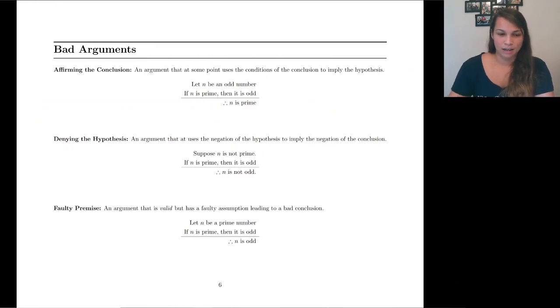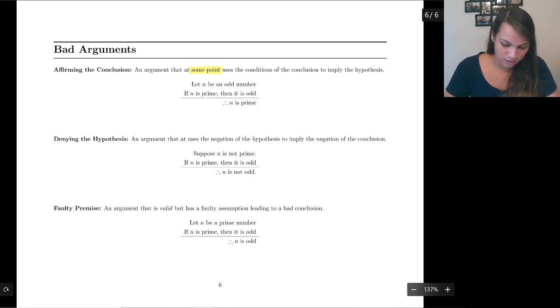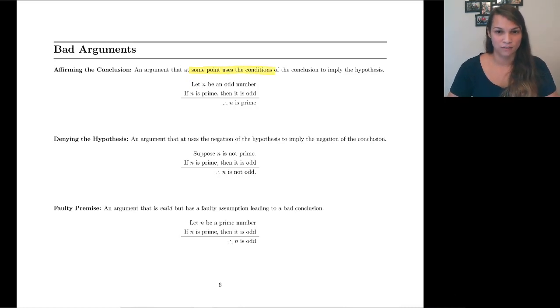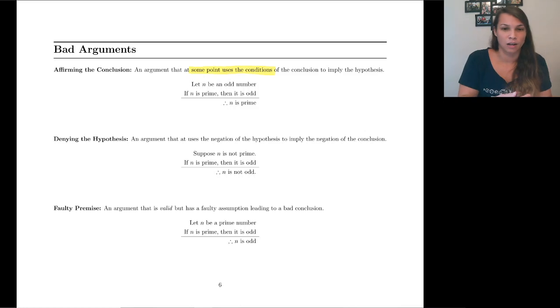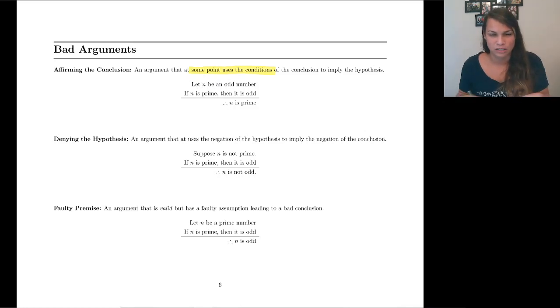Okay, and along with the good arguments come the bad arguments. I tried to put them into 3 categories. The first category we have is affirming the conclusion. This means we are using the conclusion to imply our hypothesis. So we assume the conclusion to get to our hypothesis. And it's like, no, that's circular, backwards reasoning.